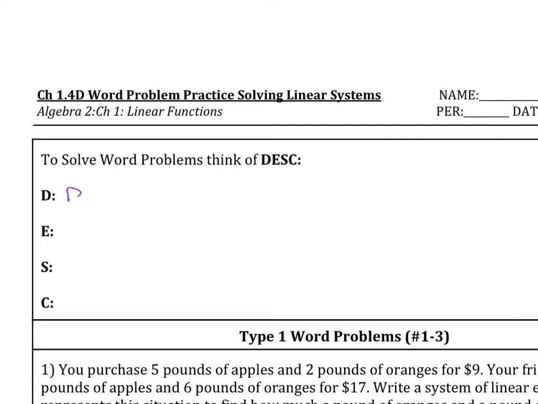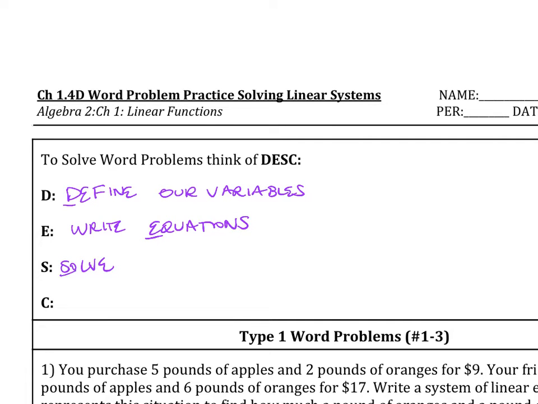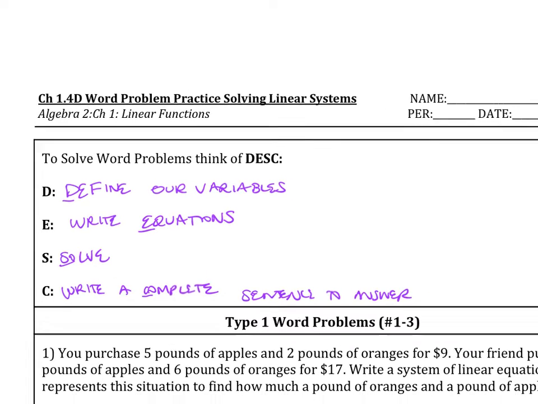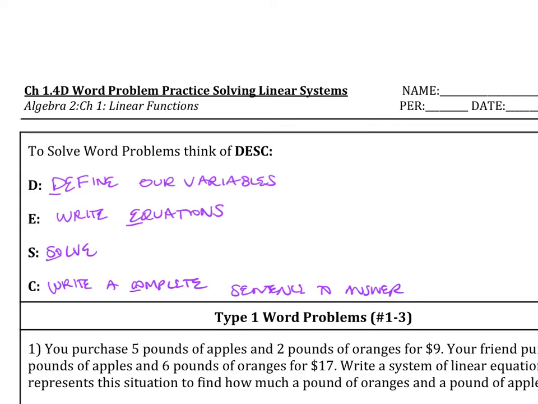So DESC: D, the first thing we need to do is define our variables. Then E, we're going to write our equations. S, we're going to solve the equations. And then C, we're going to write a complete sentence to answer the question. Okay, so always for word problems, you're going to write a complete sentence, and that finishes out the problem.